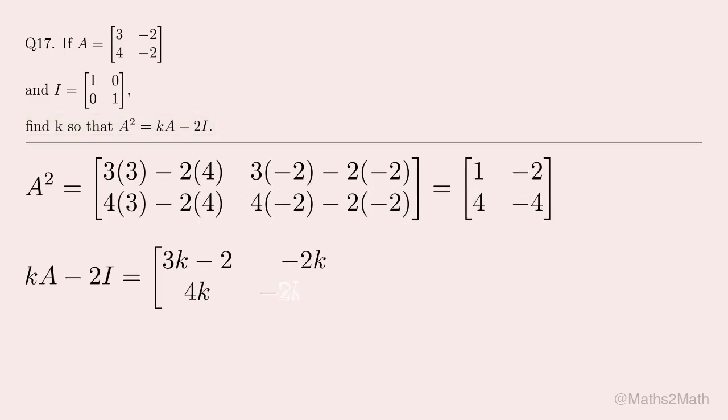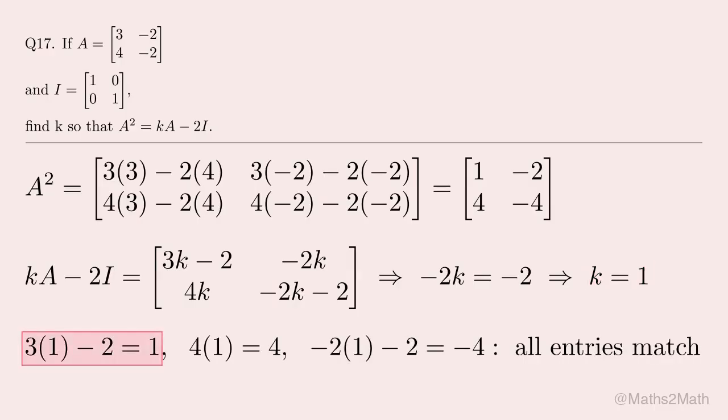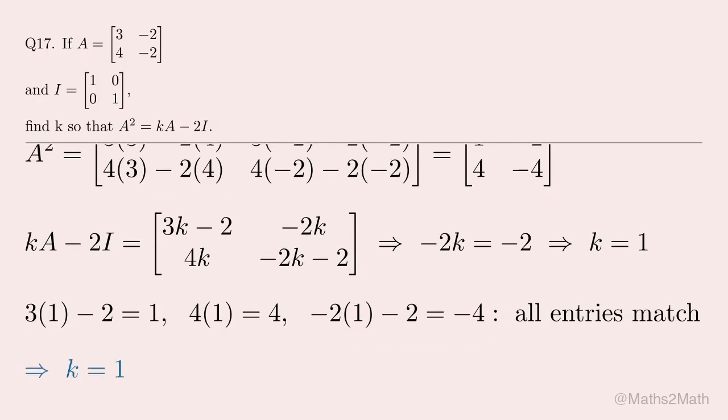Write out kA minus 2I and compare the top right entries. Minus 2k equals minus 2, so k is 1. Check the remaining entries with k equal to 1, all 4 match.